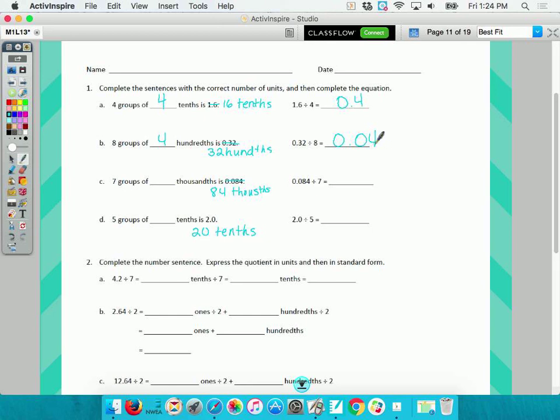Now this is 7 groups of blank thousandths equals 84 thousandths. Don't shout it out. I want everybody to try and figure it out. Don't even raise your hand. You're going to make people nervous. Just keep it to yourself for a minute. I know it's not 7 times 10 because that would be 70. So do a little more thinking here.